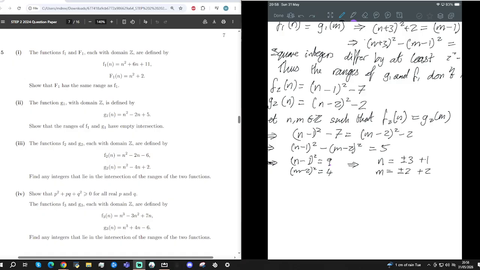So 2, and is there another one? If n minus 1 squared equals 9, that's the only option for then subtracting 7. 2 is the only integer in both ranges. And there were actually a lot of different values that could have led to that. We could have had n being 4 or negative 2, using the plus or minus there.